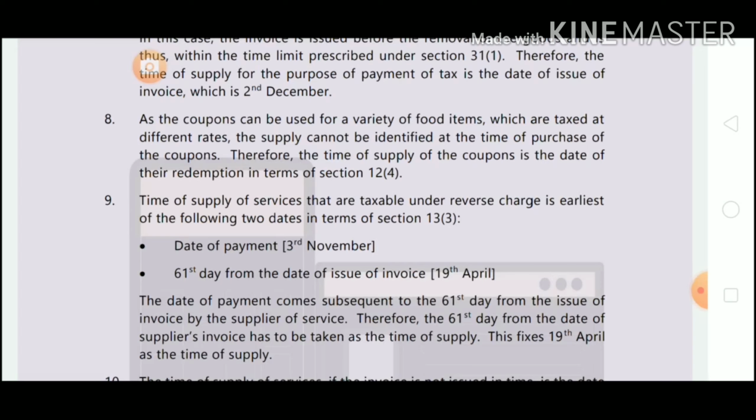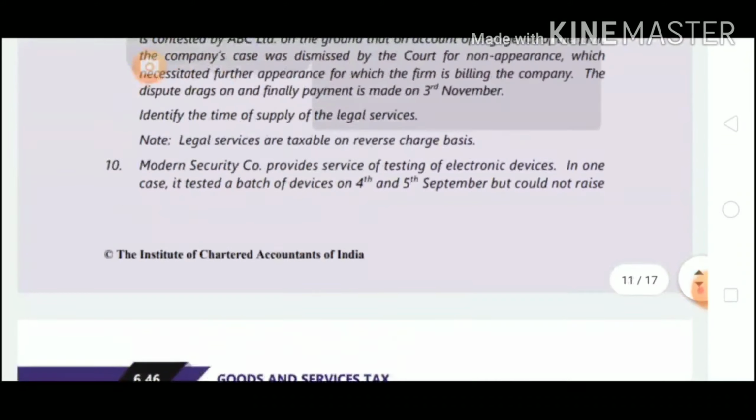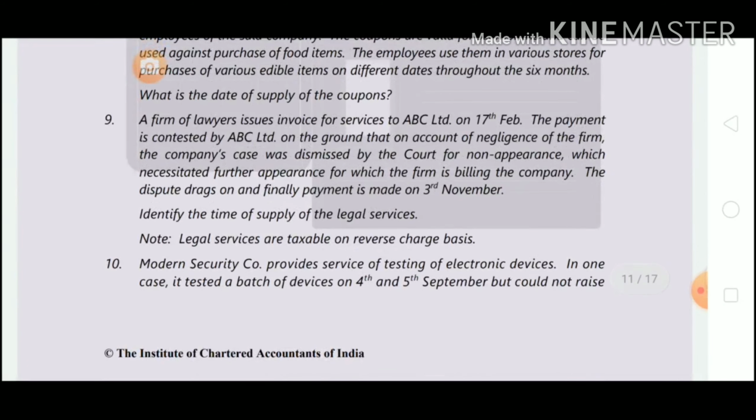Now question number 9. A firm of lawyers issues invoices for the services to ABC Limited on 17th Feb. The payment is contested by ABC Limited on the ground that on account of negligence of the firm, the company's case was dismissed by the court for non-appearance, which necessitated further appearance for which the firm is billing the company.